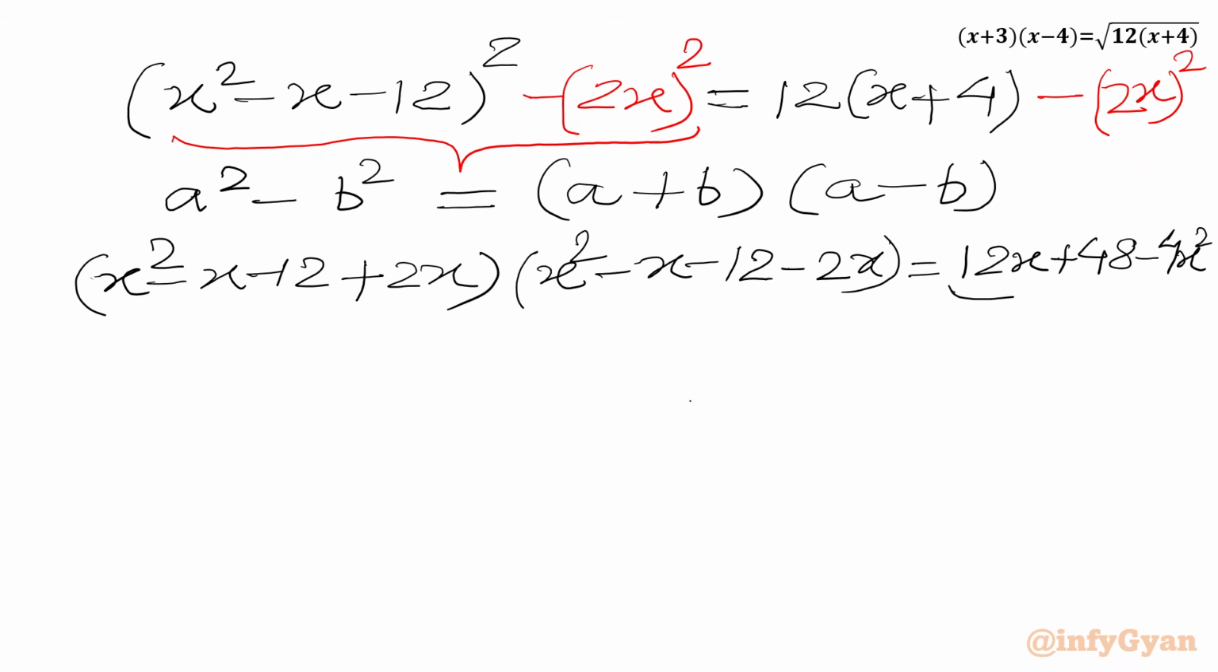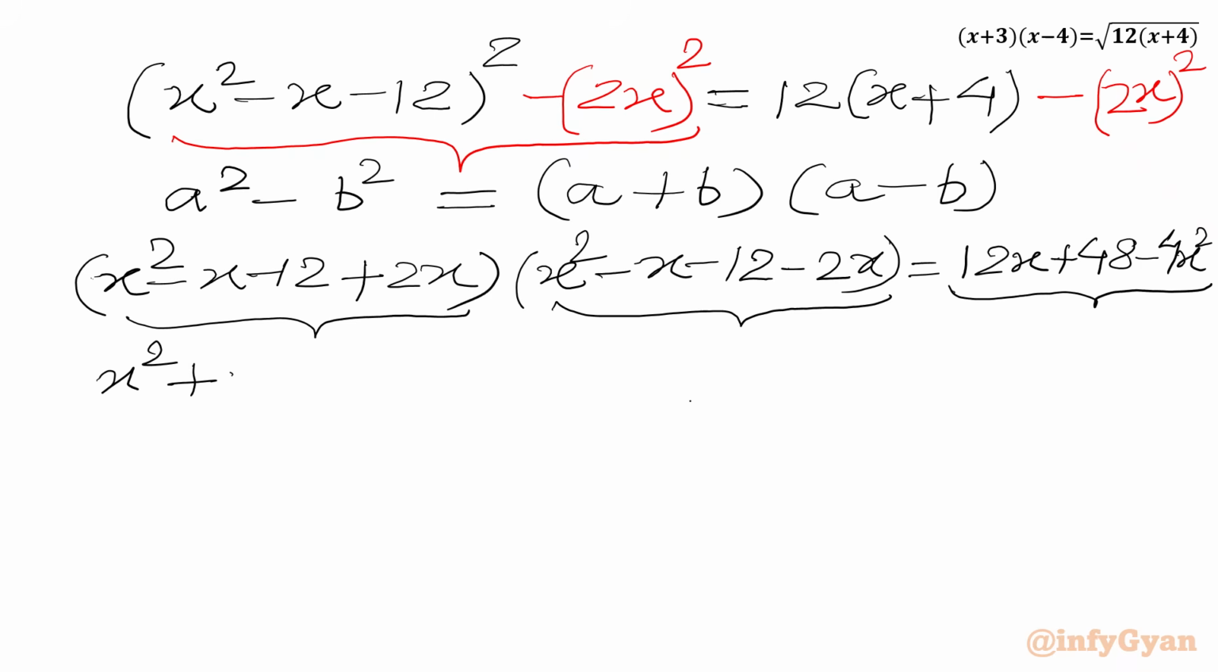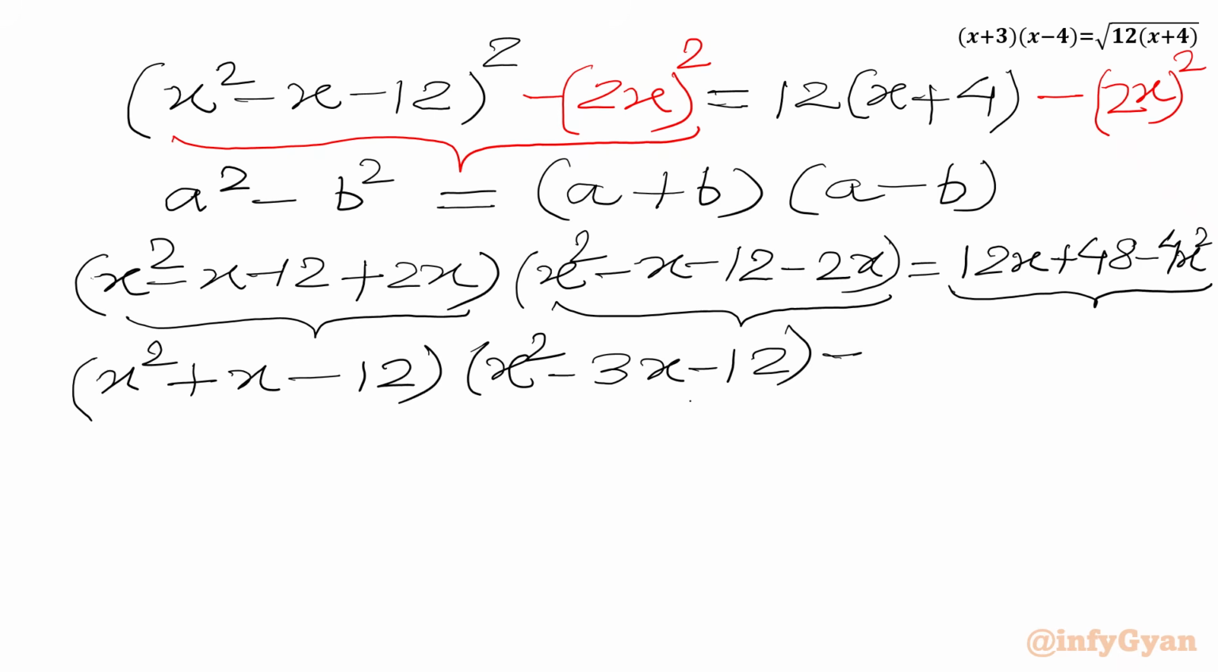Now we will take minus 4 common from the right hand side and we have to simplify our LHS brackets. So we will write here x square plus x minus 12 times x square minus 3x minus 12 equal to minus 4 is common, we will be getting x square minus 3x minus 12.